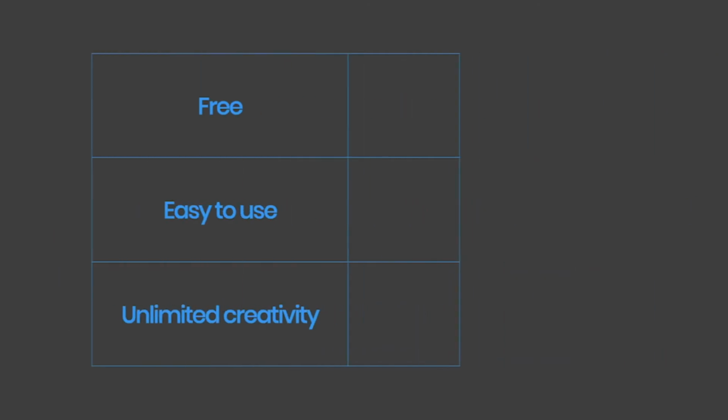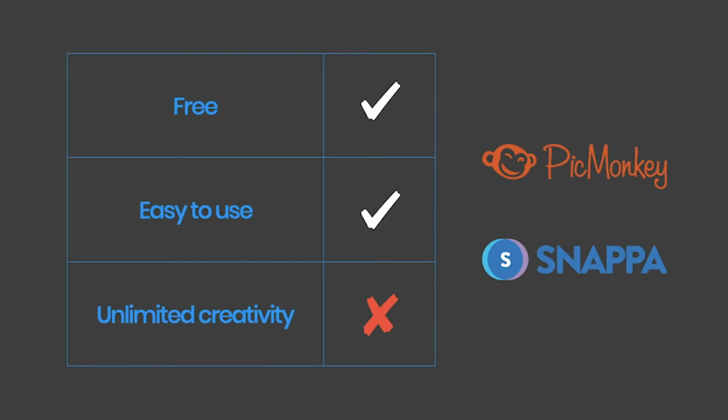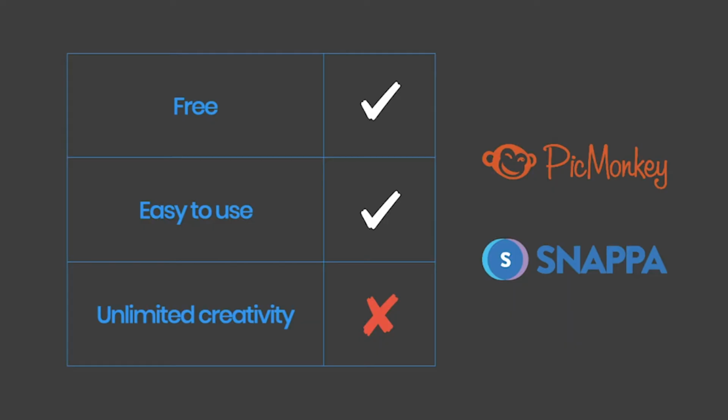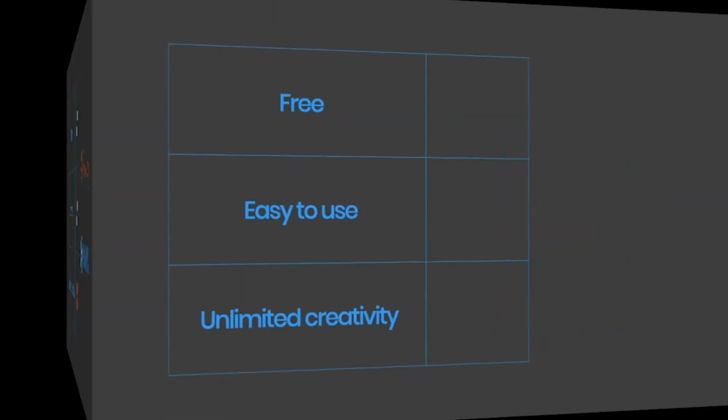Let me explain. If you want something that's free and easy to use, well, then you're going to be quite restricted in the amount of tools that are at your disposal. Apps like PicMonkey and Snapper have very limited resources, although you can get away with what there is there. But usually you have to pay to unlock or upgrade to unlock more benefits and features.